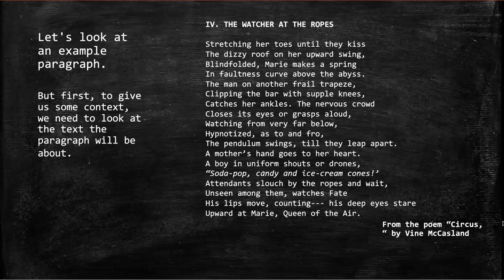But also here is fate, which is really interesting. Fate is kind of like the symbol of death, and his lips move. He's counting. So he's here watching Marie. He's counting those swings because he knows what swing it is where she's actually going to fall. So when the poem ends, Queen of the Air, there's a bit of irony here because the implication is actually that she's going to fall and no longer be the queen of the air, but splattered on the floor.